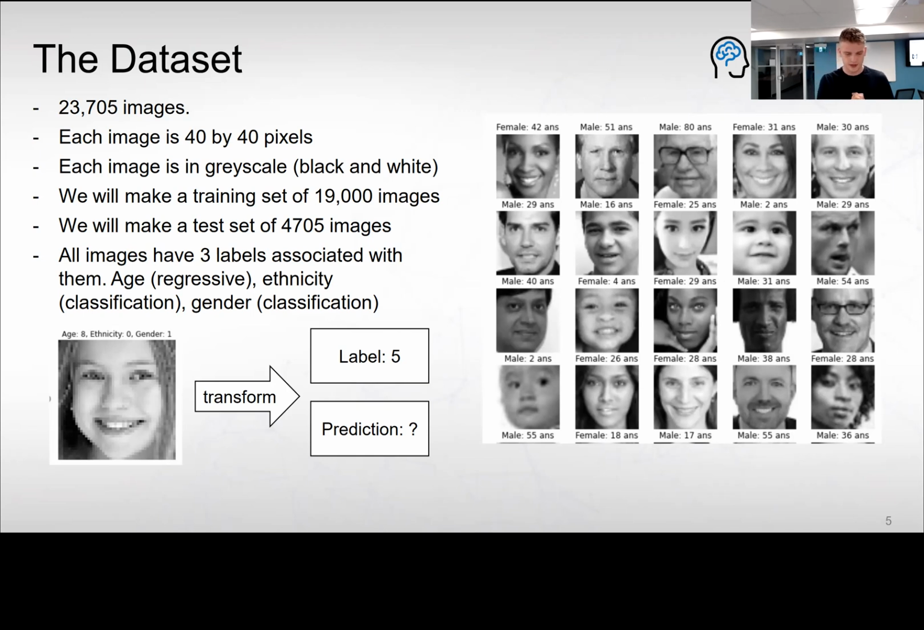But that should make it easy for us to train. Smaller images take less time to train on. Each image, like I said, is grayscale, black and white. We are going to be splitting up our data set into a training set of 19,000 images and a test set of 4,705 images. As a reminder, we've talked about training and test sets in the past.